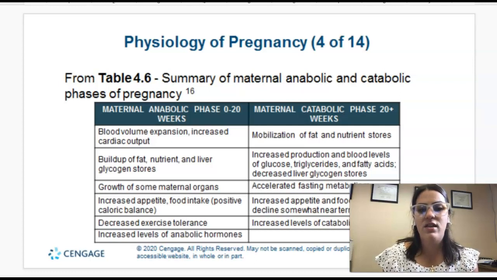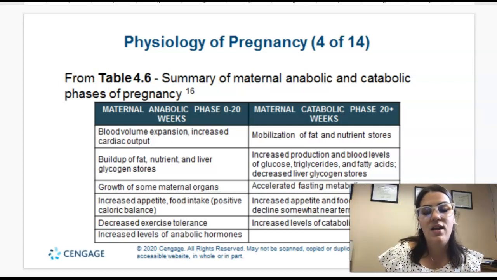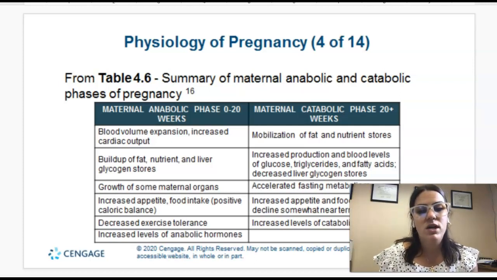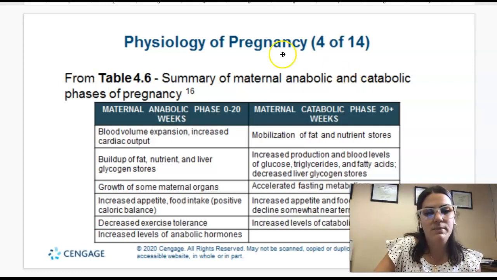And then in the later half of pregnancy, mom enters in this catabolic phase, where the fat and nutrient stores that she has kind of reserved are going to be broken down so that the fetus can be supported with those nutrients, and that they're readily available for the rapid growth and weight gain that it will experience in the later half of pregnancy.